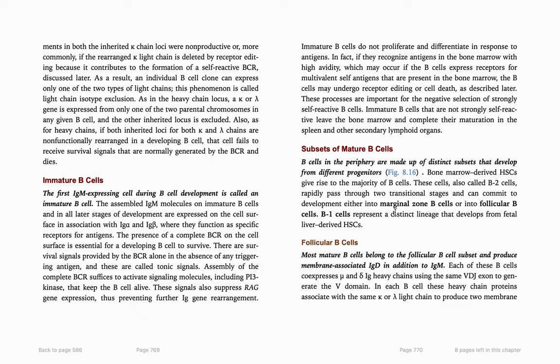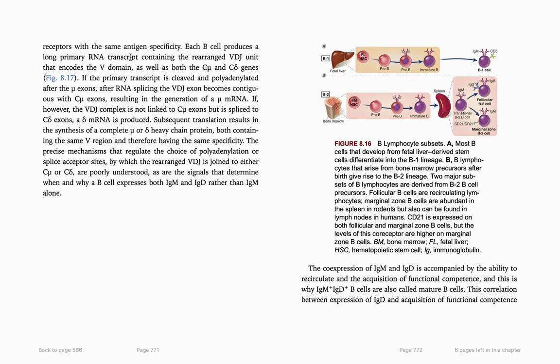B1 cells represent a distinct lineage that develops from the fetal liver, derived from hematopoietic stem cells. Follicular B cells: most mature B cells belong to the follicular B cell subset and produce membrane-associated IgD in addition to IgM. Each of these B cells co-expresses the mu and delta Ig heavy chains using the same VDJ exon to generate the V domains. In each B cell, these heavy chain proteins associate with the same kappa or lambda light chain to produce two membrane receptors with the same antigen specificity.